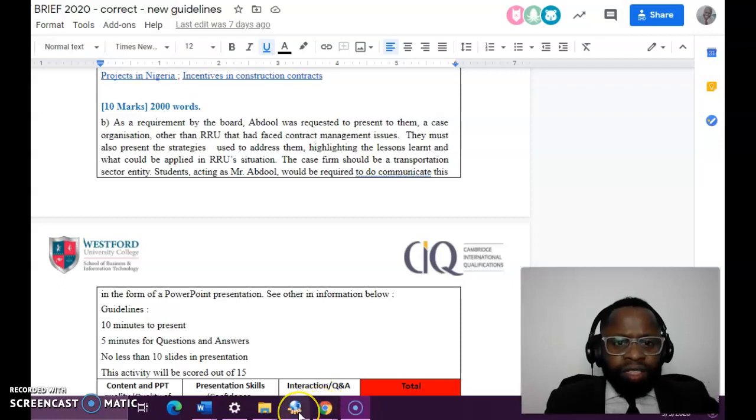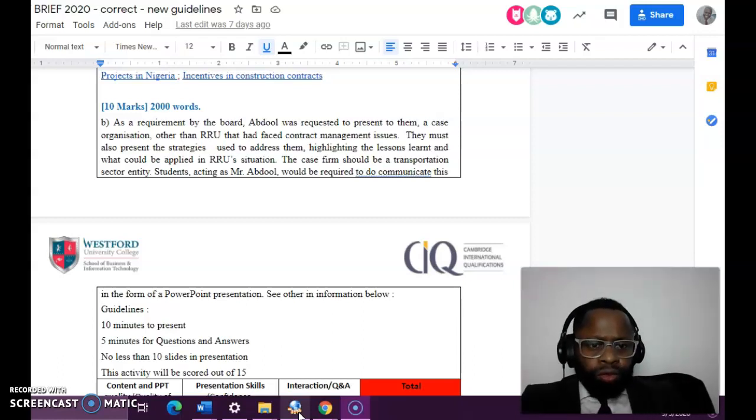So, as I promised, we're going to talk about the presentation, right? This is our assignment guideline, something that we develop for all our modules, helping the students along the way, helping students to think critically. So, question B, right? Just reading question B there.